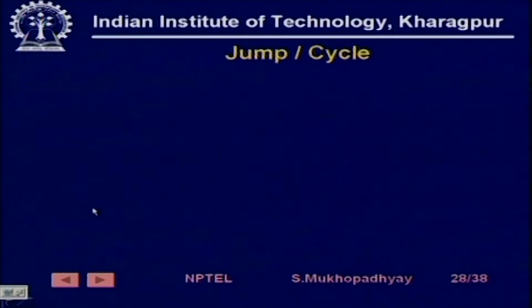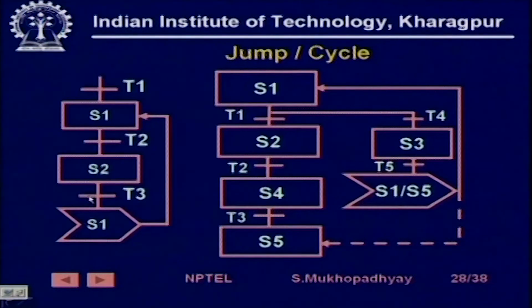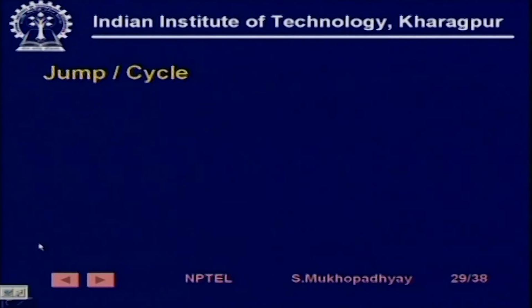Similarly, among program control statements you can have jumps. For example, you have a jump where after S1, S2, after T3 it will go back to S1. Similarly, you can have a jump inside the loop, where you can either come to S5 or you can come to S1. So, basically you can execute this kind of program control statements using SFCs.